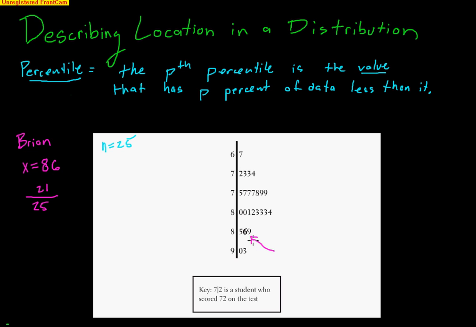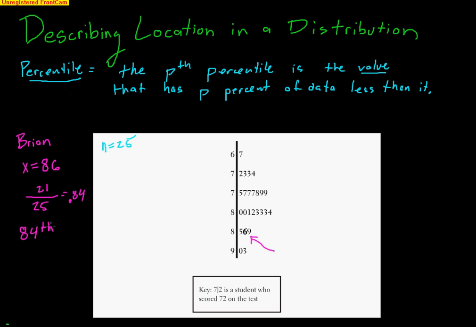You could also count how many scores were at Brian's score or higher and then subtract. So there were 4 kids at Brian's 86 or higher, which means 21 below. So 21 divided by 25 is 0.84, so we say this is the 84th percentile. So Brian's individual value, 86, represents the location of the 84th percentile.